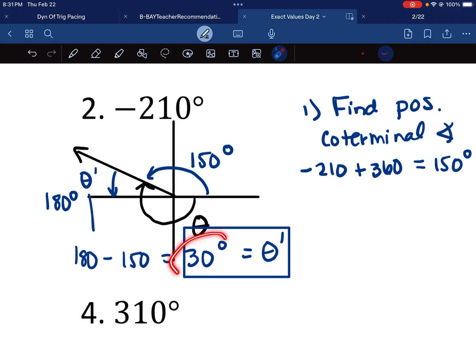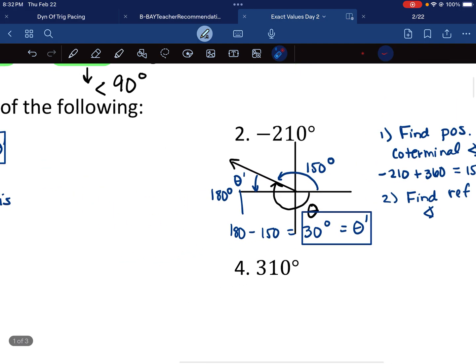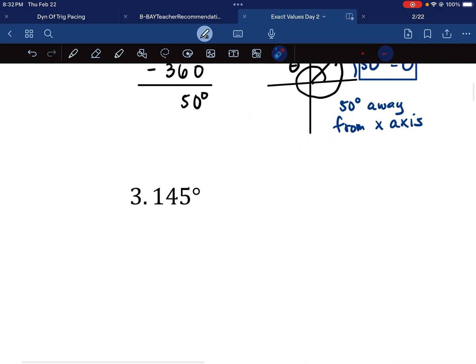Once again, reference angle is always positive. What I first had to do was find the positive coterminal angle, then find the reference angle. Remember, this is talking about how far away you are from your x-axis. So this is 30 degrees away from your x-axis. All right, going into 3.